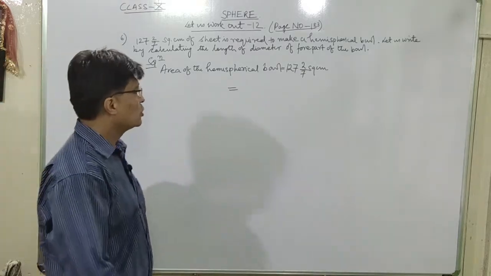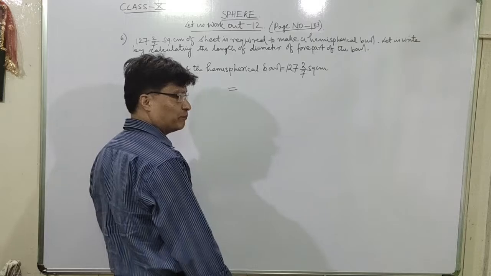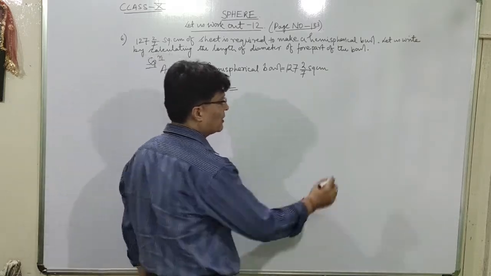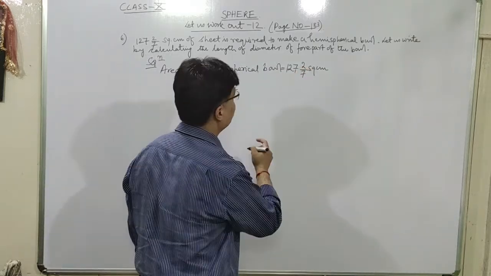Which is equal to, now this is the mixed fraction, you have to convert it into fraction, isn't it? So you have to multiply 127 by 7. So what is 127 multiplied by 7 now? And you have to add 2 also, right?